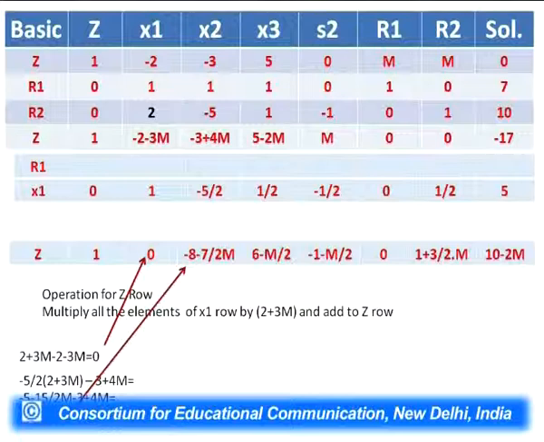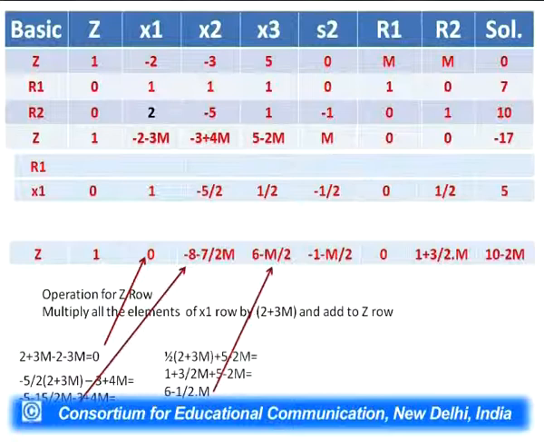Here again I am to multiply the row by 2 plus 3m and then finally take it there. So half of 2 plus 3m, and then plus 5 minus 2m, equals 1 plus 3 by 2m plus 5 minus 2m, and finally we get 6 minus 1 by 2 into m, and this is going to be transferred to the Z row. With the arrow we are demonstrating.